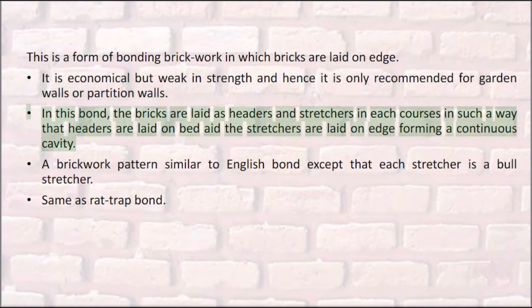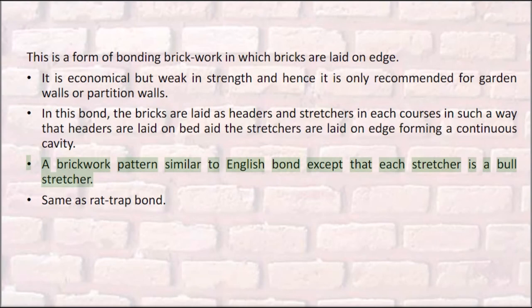In this bond, the bricks are laid as headers and stretchers in each course in such a way that headers are laid on bed and the stretchers are laid on edge forming a continuous cavity. A brickwork pattern similar to English bond except that each stretcher is a bull stretcher. Same as rat trap bond.